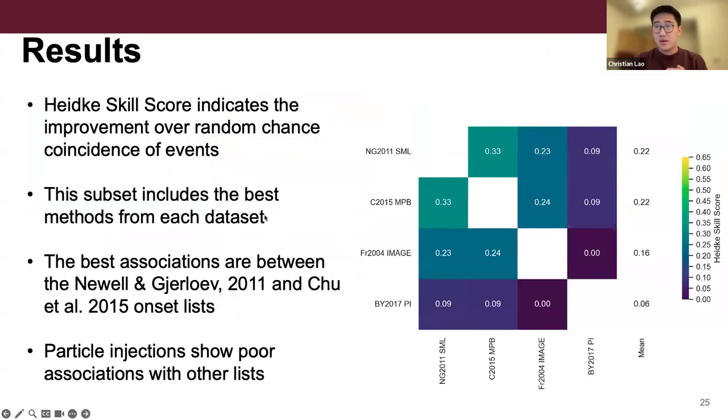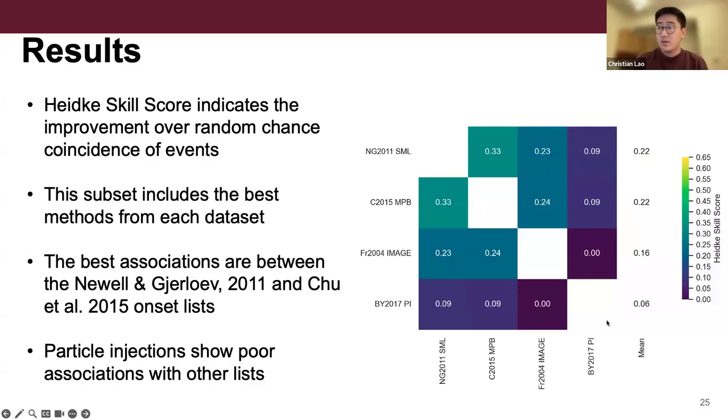And the results can be seen here. Again, I want to reiterate the Heidke score indicates improvement over random chance agreement of events. And this subset only includes the best methods or highest scoring methods from each data set. The best association I've seen is between the Newell and Gjerloev 2011 onset list and the Chu et al. onset list, achieving a Heidke score of 0.33. Coincidentally, they're also the 2 best scoring onset lists. And the particle injections show the poorest associations with the other lists.